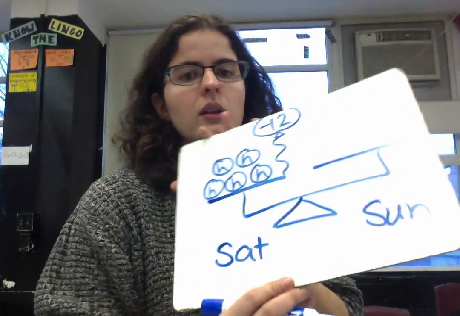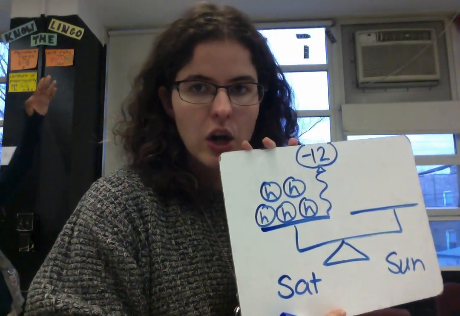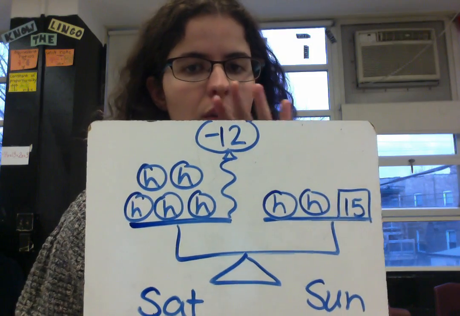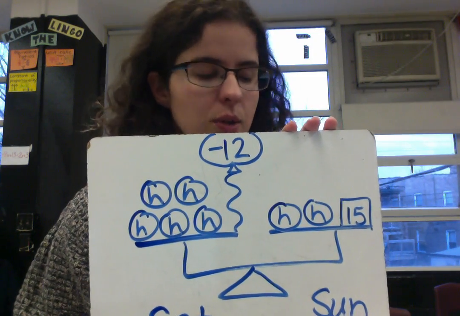So I'm going to draw myself a balloon, like we started talking about in the last video, and that's going to be my minus 12. There's no variable involved because I know 12 is what he's spent. Then on the other side, on Sunday, he babysat for 2 hours, so I have 2 H's. And then he found $15, that's free money. That's stuff he didn't have before, so we're going to put that as a weight. And we know that these 2 quantities need to be equal to each other.